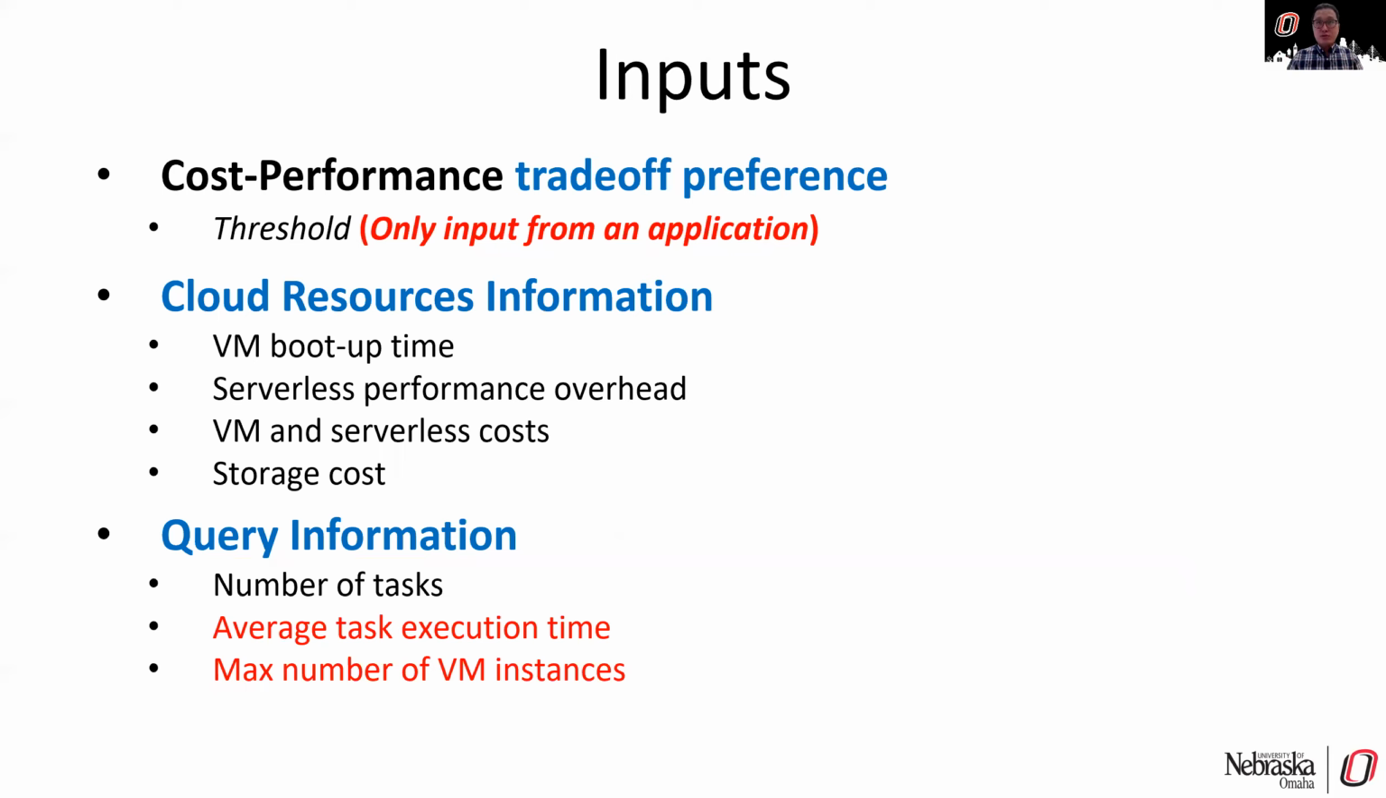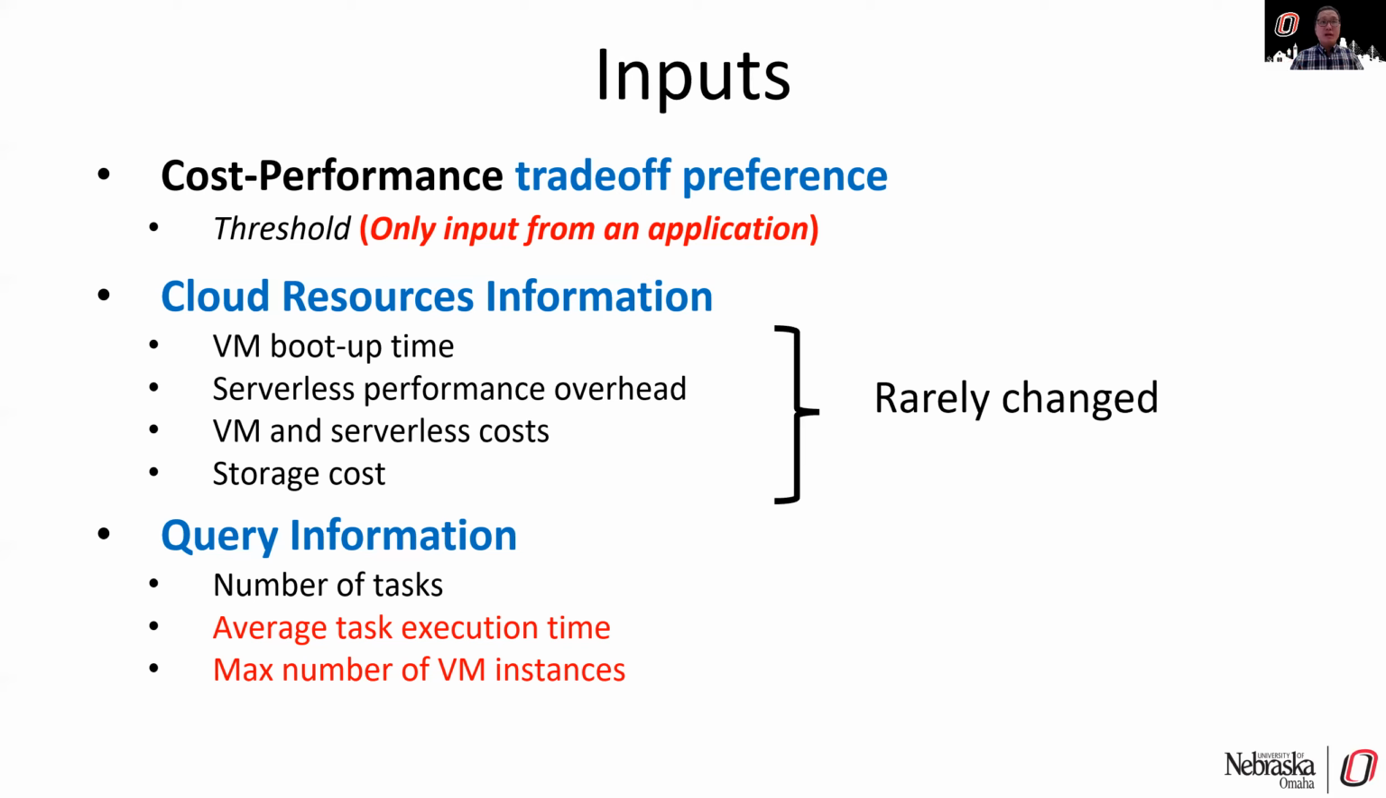To get these two numbers, the number of serverless instances and the number of virtual machines, COCOA needs some inputs. The first one is the user's cost-performance preference, which the user provides as one input threshold. This is the only input from the application. And then, to find the numbers, the inputs include cloud resource information such as boot-up time and cost information. COCOA also needs some query information: how many tasks, how many stages, and what the average task execution time is, and so on.